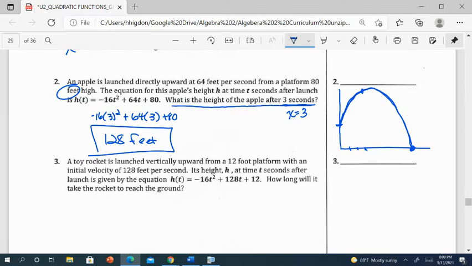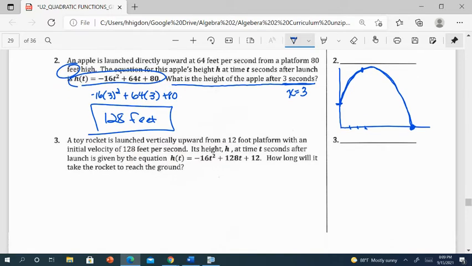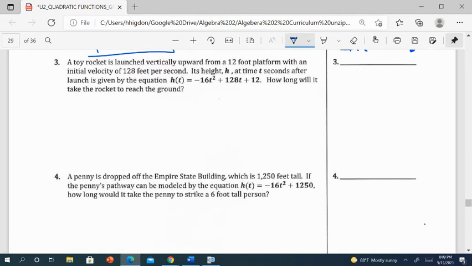So again, I showed you two different ways of doing that. You can plug it in, or you can take your equation, put it into y equal, and look at your table of ordered pairs. Number 3, a toy rocket is launched vertically upward from a 12-foot platform.